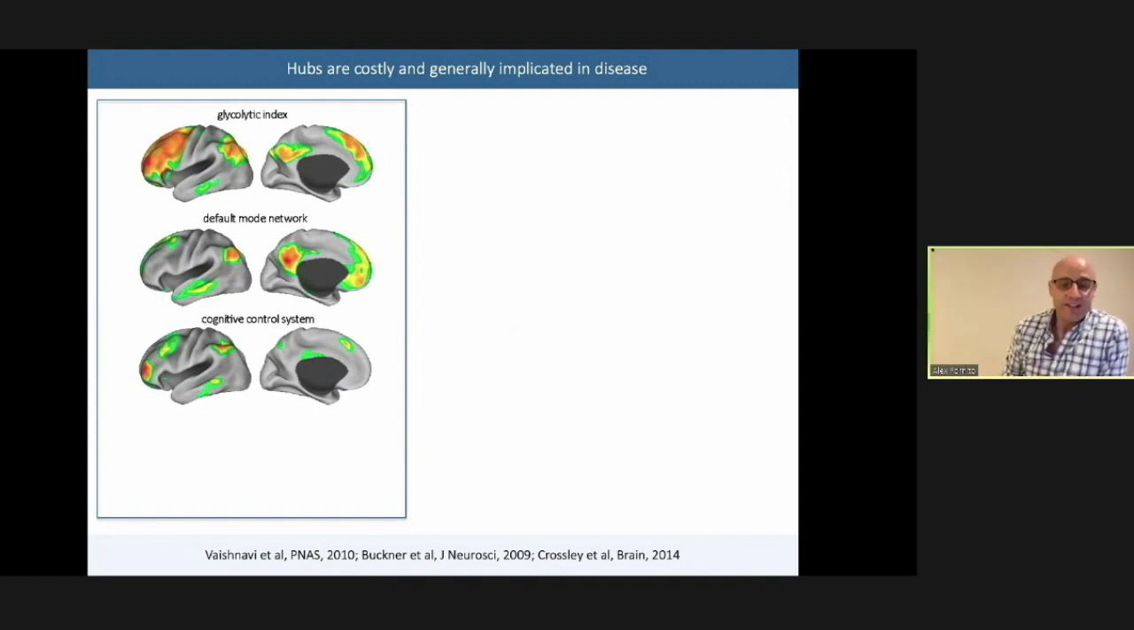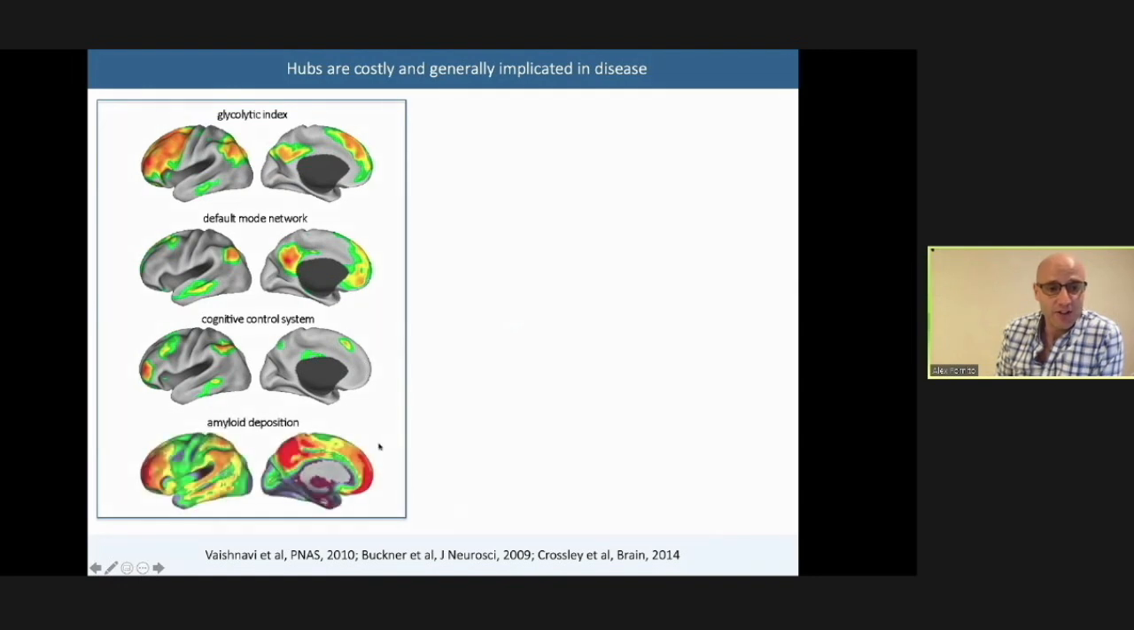And it turns out that this high metabolic demand might make these areas especially vulnerable to the effects of disease. So in a study done a little while ago from Randy Buckner's team, they showed areas of high amyloid deposition in people with Alzheimer's disease. And they found that those areas correspond quite nicely with the hubs of the brain.